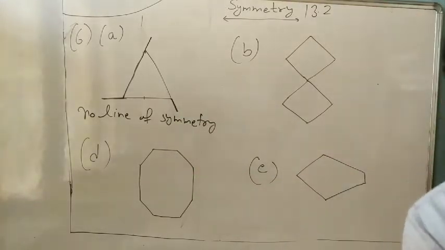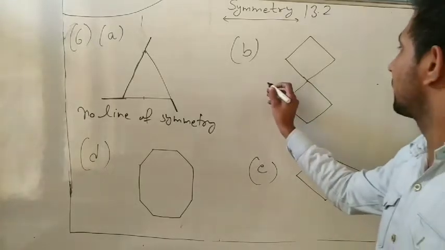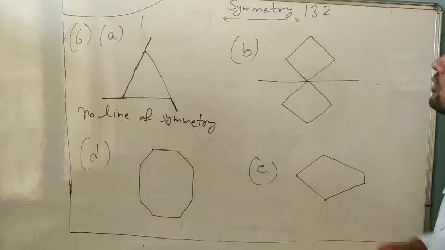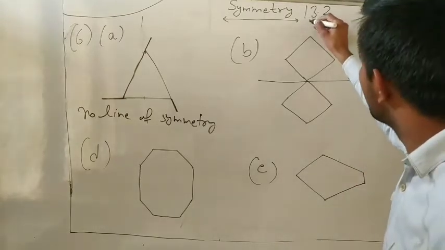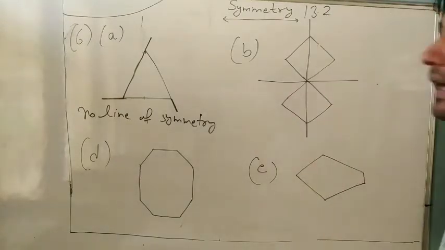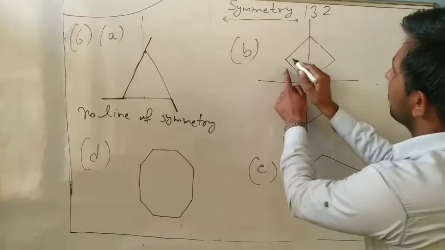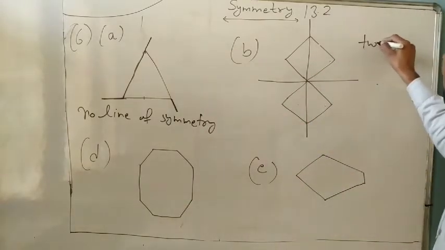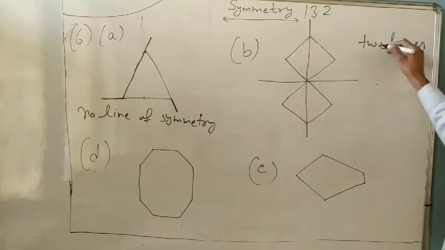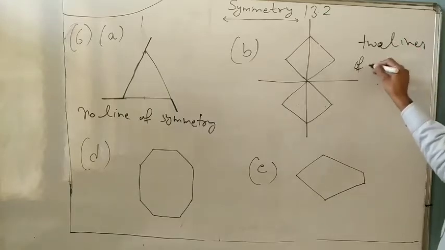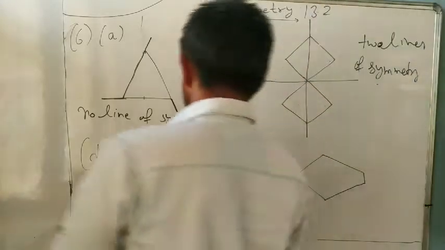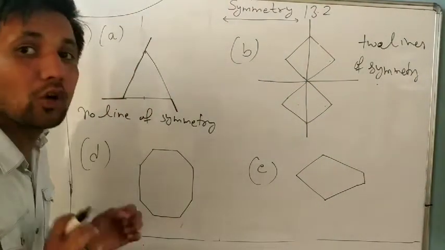Next, in the second figure, how many lines of symmetry? Yes, it is a line of symmetry. Upside and downside both are same. Yes, it is a line of symmetry. Left side, this one and this one, they are covered. That means you write two lines of symmetry.